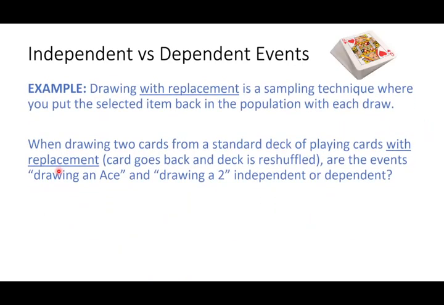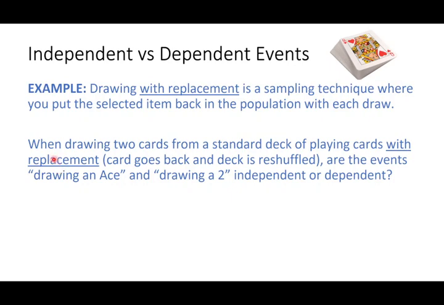Here's another one. Now we're doing cards. We're going to draw with replacement, and drawing with replacement is a sampling technique where we're going to draw something from the population, and we're actually going to put it back into the population before we do the next draw. So every time we draw from the population, it's a full population.